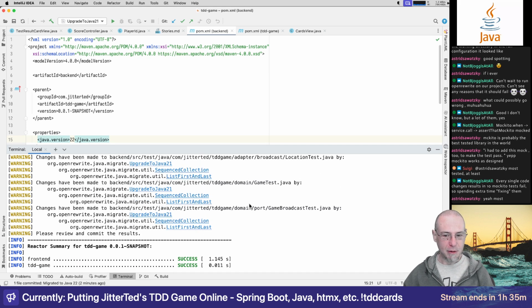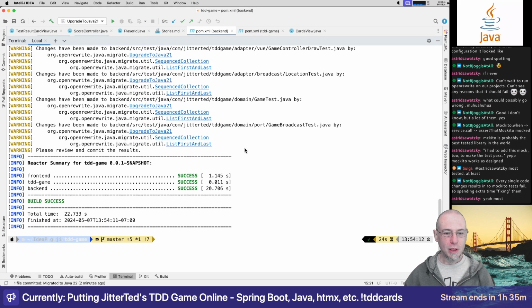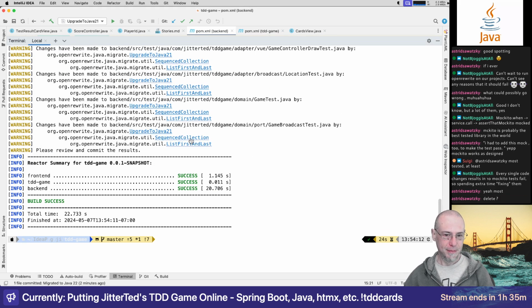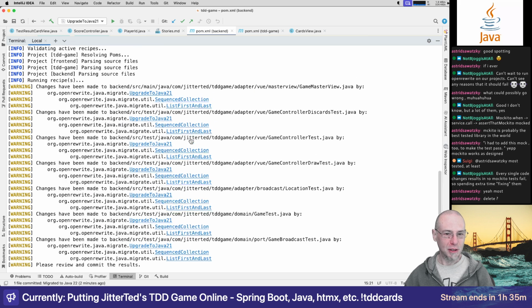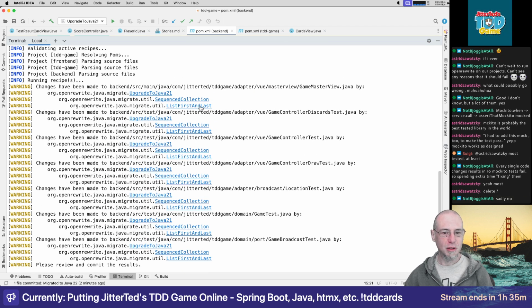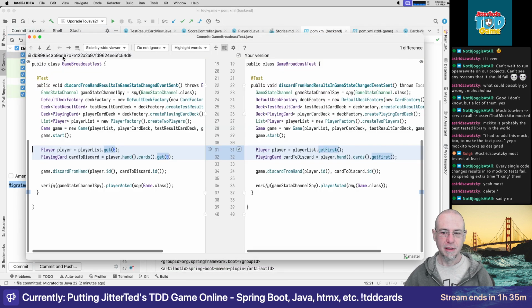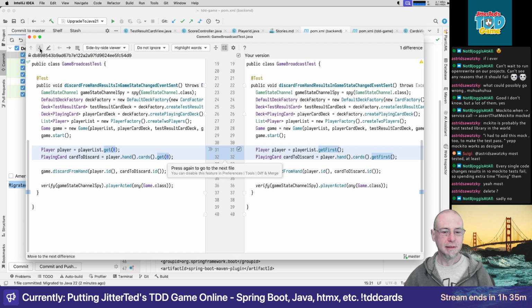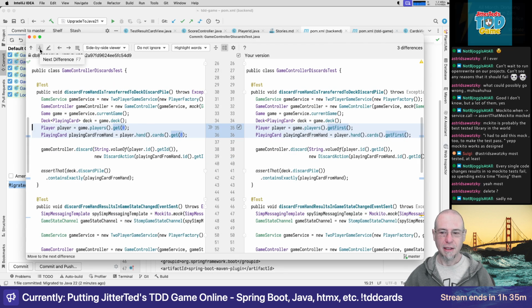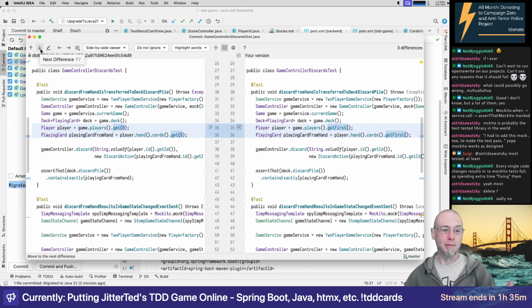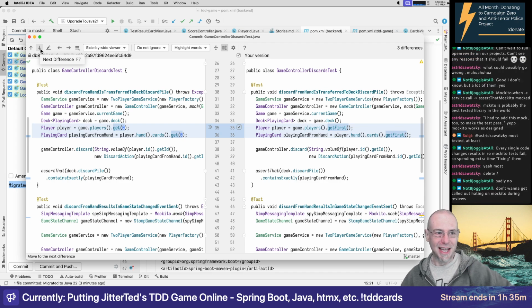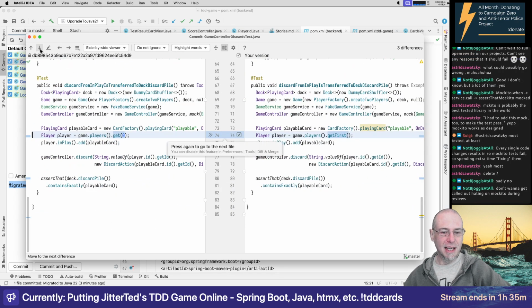So what did it upgrade? Oh, look, it used sequenced collection. I think that's the only change it made, just for sequenced collection using first and last. Let's see what that looks like. Ooh, quite a few of them. That's nice. Yeah, because I have a lot of these, I'm getting the players, and I want the first one. So there's certainly a lot of that. So that's nice.